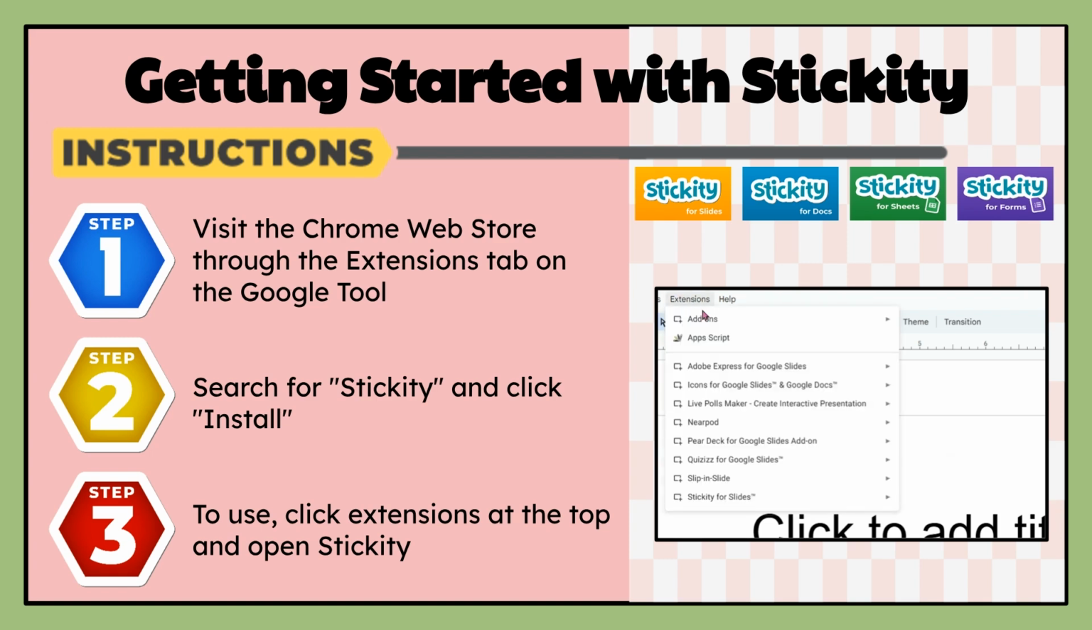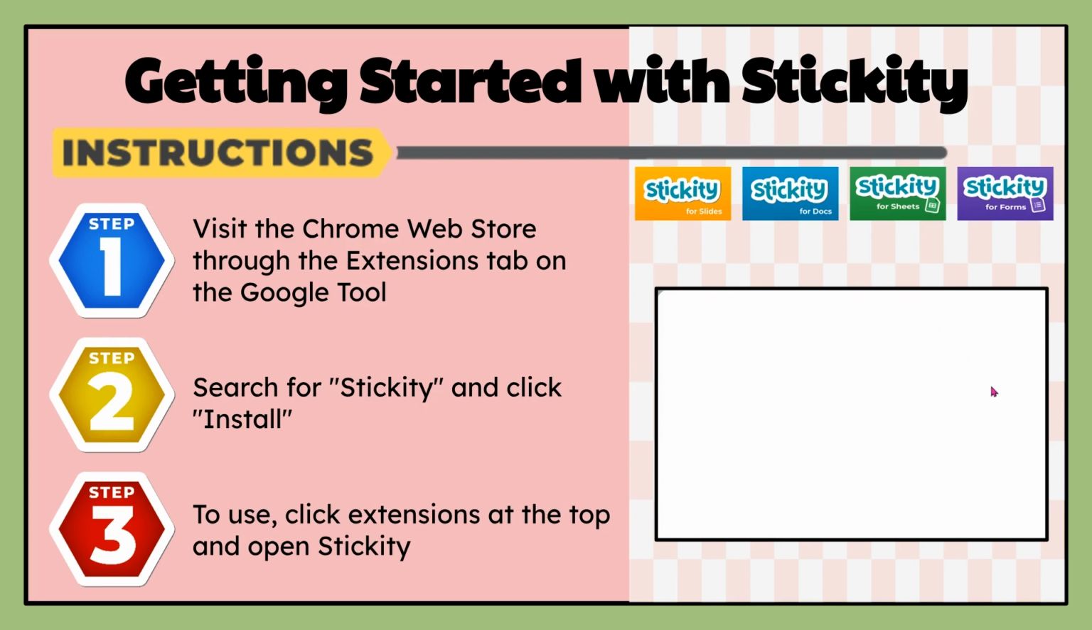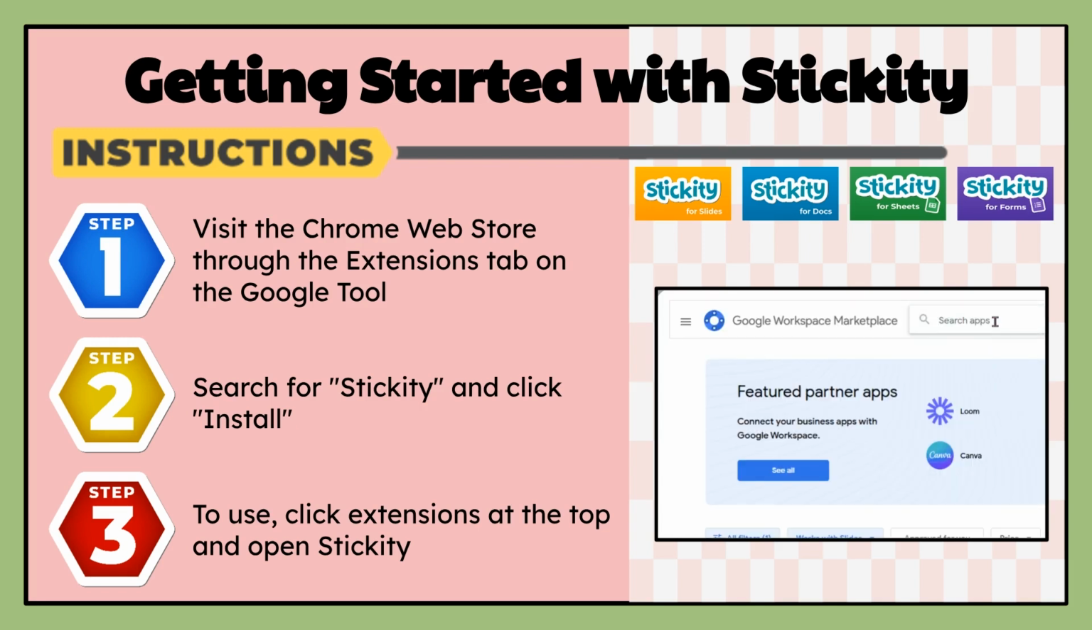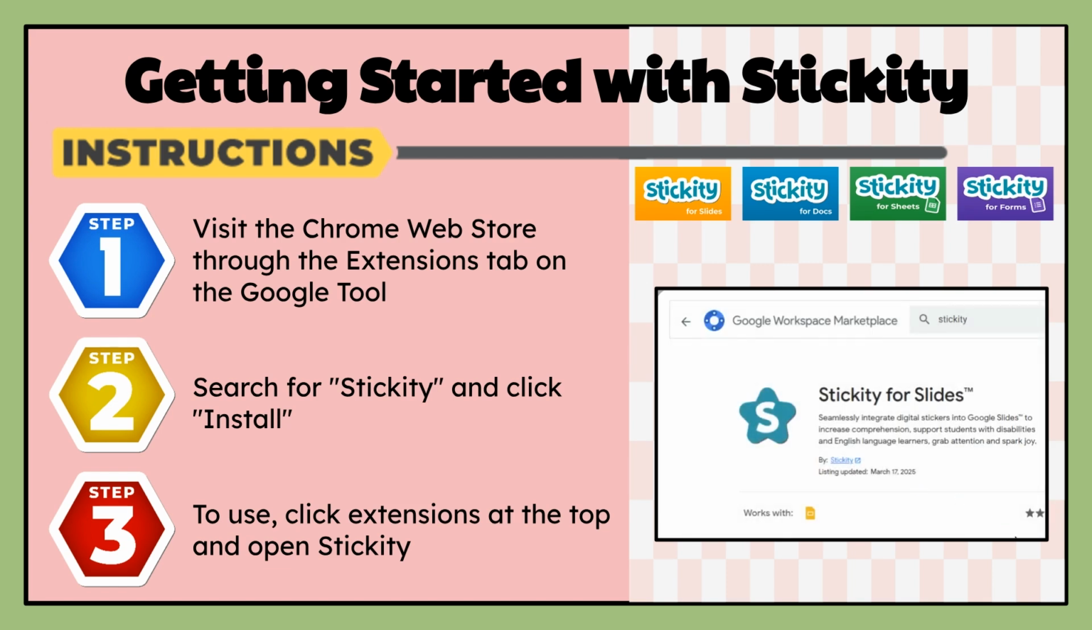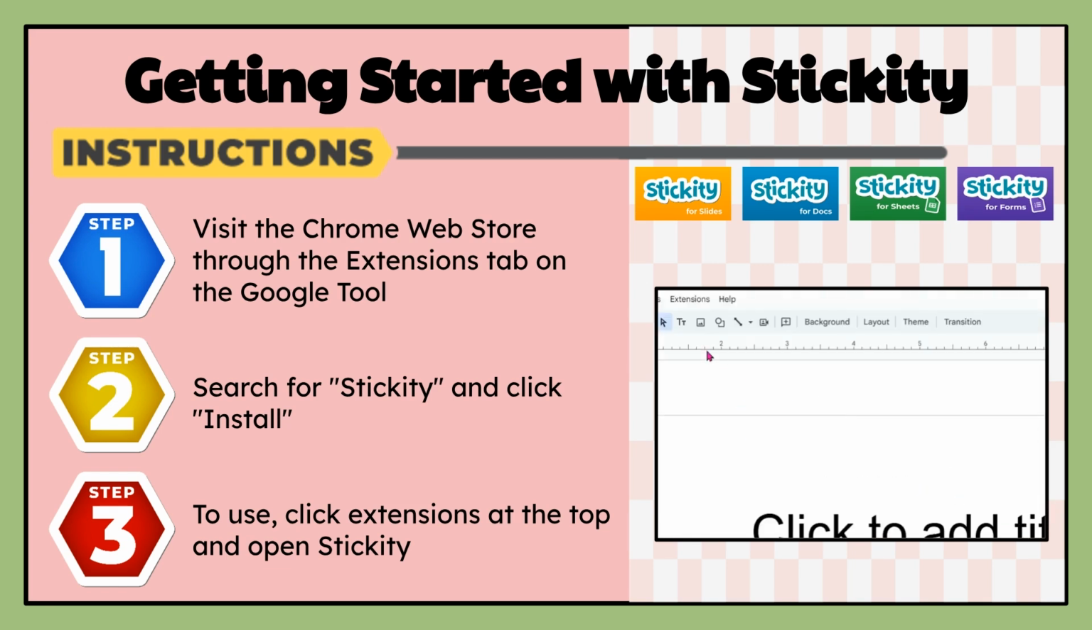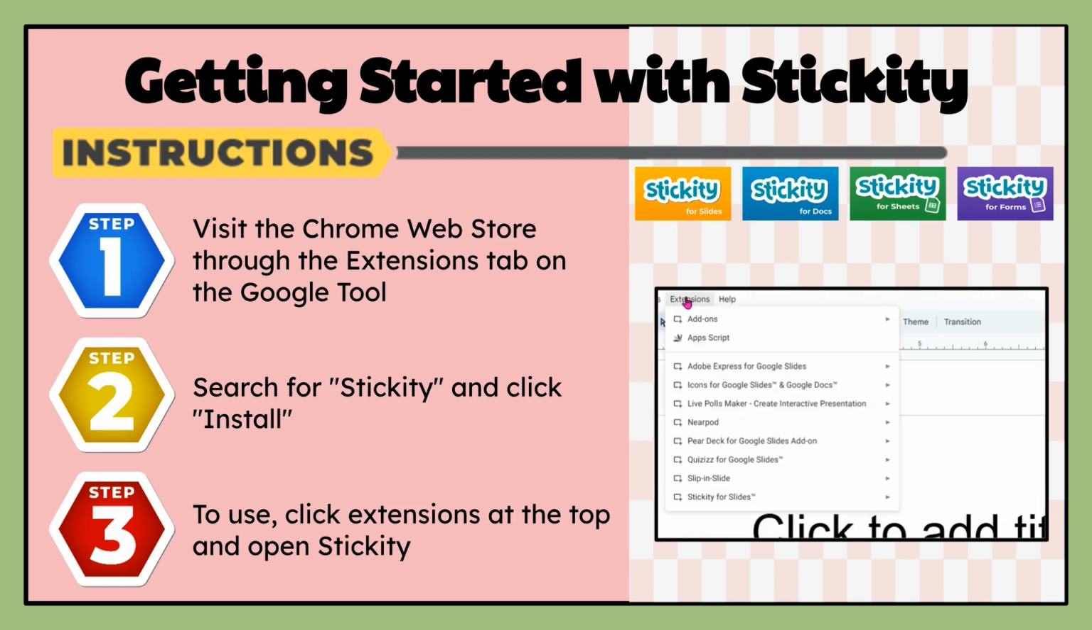Let's get started with installing Stickity. It's really easy to do. You'll basically follow the same steps for each of the Google tools. So first, you'll want to head over to the Chrome Web Store through the Extensions tab on the Google tool that you're using. You'll search for Stickity, and then once you click on it, you'll be able to click Install. To use the extension, you'll click Extensions at the top and then Open Stickity.